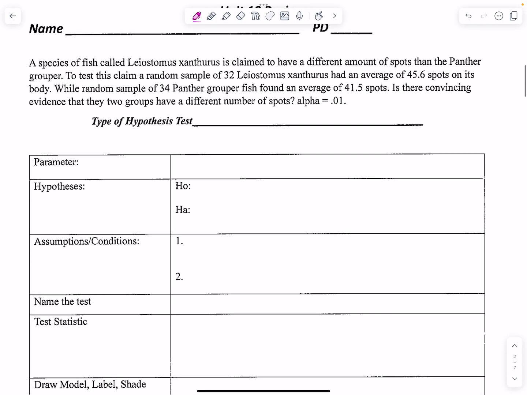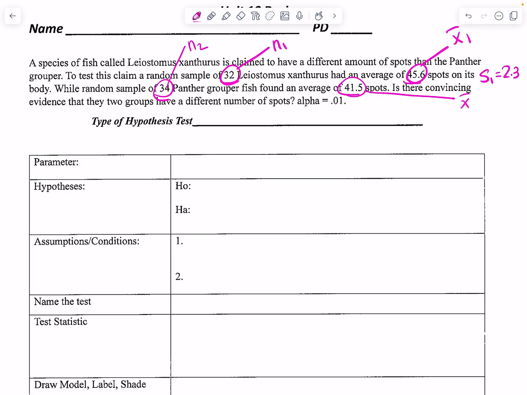Okay, next one. We have a random sample of 32, so n1. And we have an average of 45.6, and that's going to be x bar 1. And I told you I needed to give s1, and that's 2.3. And 34 is my n2. 1.5 is my x bar 2. And s2 is going to be 4.1. And I'm looking at an alpha of 0.01.